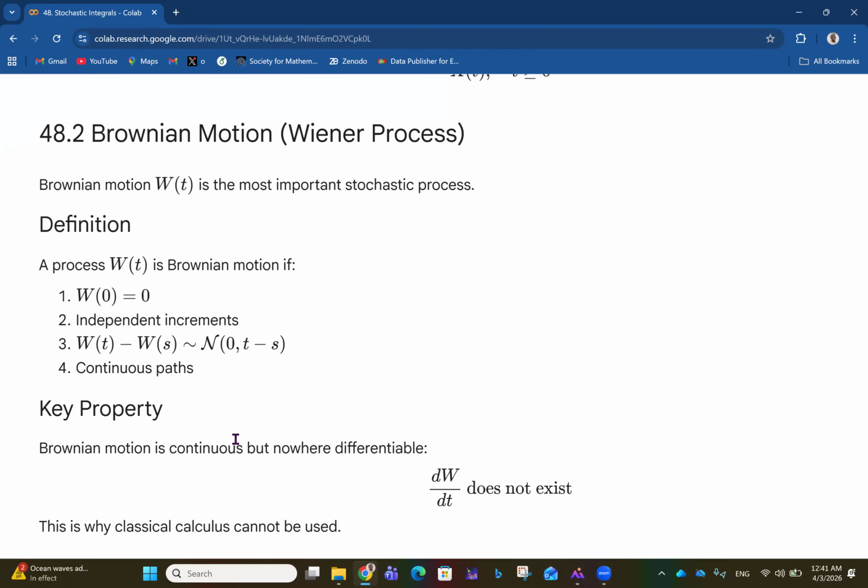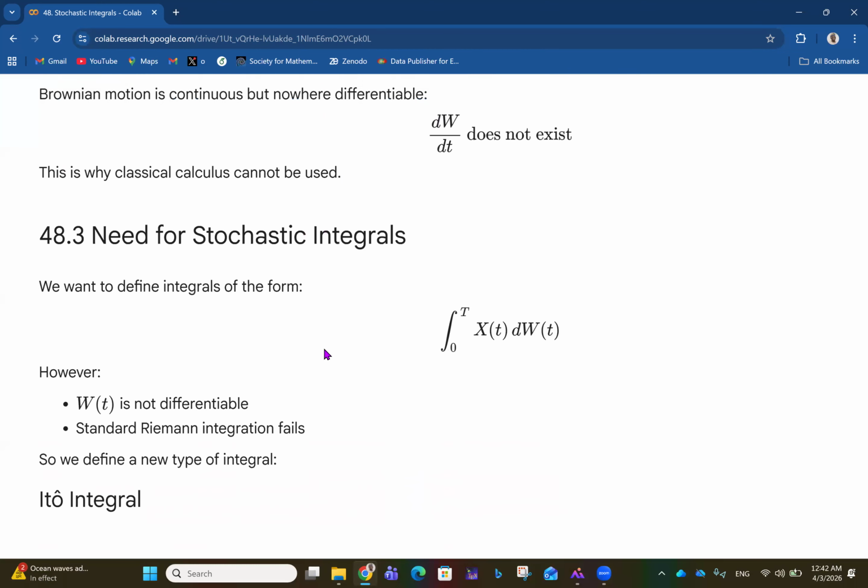So the key property of Brownian motion is that it is continuous but nowhere differentiable. So that means that if you try to differentiate normally the dW/dt like you have for basic calculus, it does not exist. That is why we say it is nowhere differentiable because there's randomness involved. This is why classical calculus cannot be used. So we cannot use classical calculus for stochastic processes. And that is why we have an invention for that.